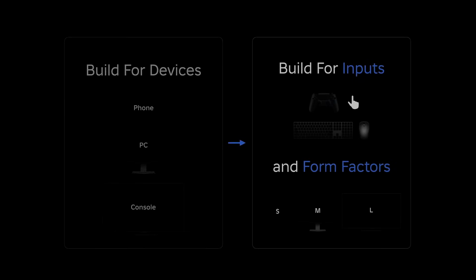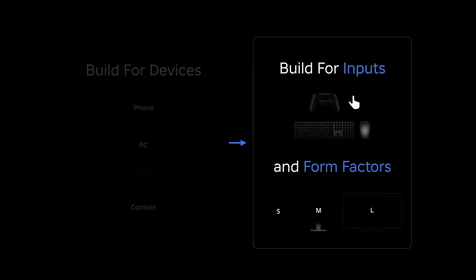Our old model of targeting specific devices, like PC versus console versus mobile, like what Jan showed earlier, just doesn't meet today's demands. So instead, we're shifting toward a more powerful and scalable approach: building to support inputs and form factors like screen size independently. Each device is really just a combination of these.